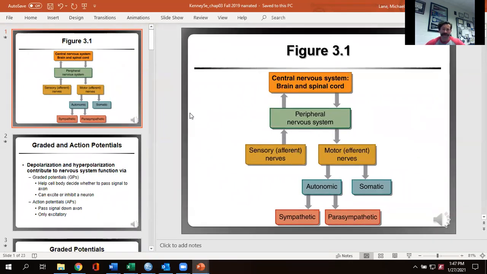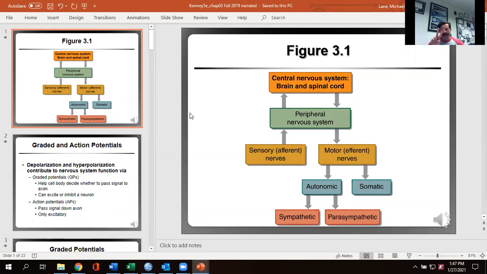So we've got our central nervous system, which is our brain and our spinal cord, and then we have our peripheral nervous system, that's everything else. Our sensory afferent is going to be all the incoming information, from our vision to our hearing, sense of smell, our touch, and our taste. Efferent is going to be the motor. That's the actual getting us to move.